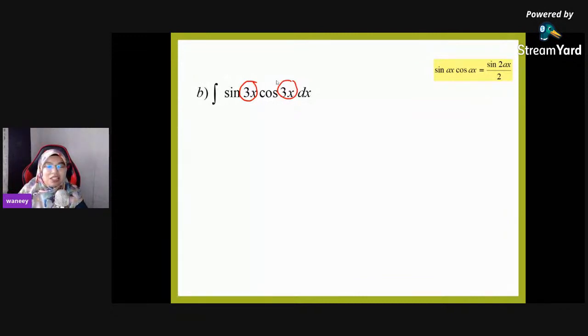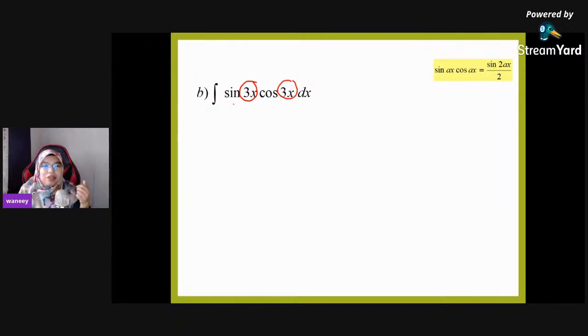Sebab kita hanya belajar 3 benda dalam basic. Sine, cos, sec square. Only 3 things. So if you have a multiplication between sine and cos, we need to modify a little bit. So that's why we couldn't integrate them straight away. So dia tak boleh integrate terus je. Sebab kita ada hasil darab. Kalau ada tambah atau tolak, boleh. Hasil darab tak boleh integrate terus.